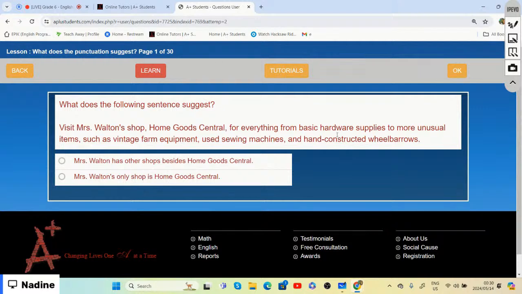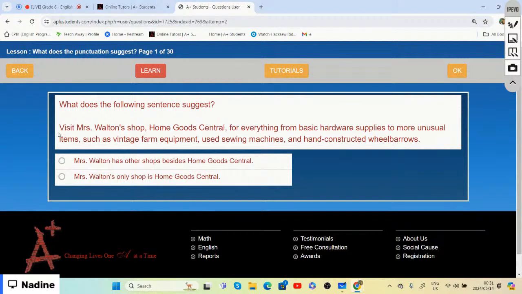All right. It says, what does the following sentence suggest? Remember, if something is set off with commas, then we call it a non-restrictive element. And if there are no commas, then we call that a restrictive element. So what does the following sentence suggest?